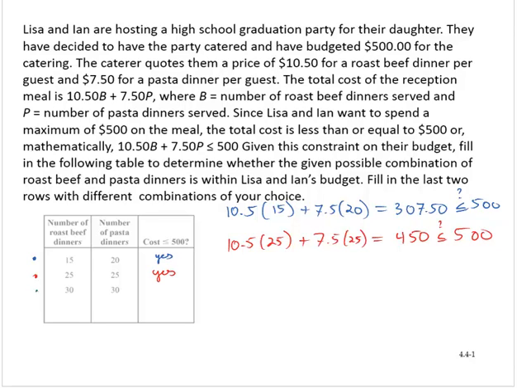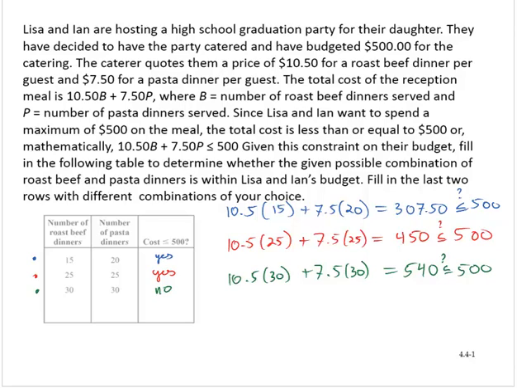So now what if we had 30 of each meal? So 10.5 times 30 plus 7.5 times 30. And again, if you go through the arithmetic here, we get 540. Is this less than or equal to 500? No. So we can't order 30 of each.